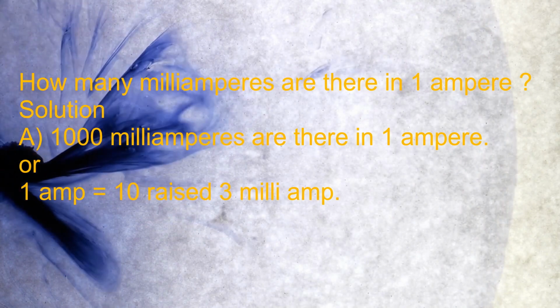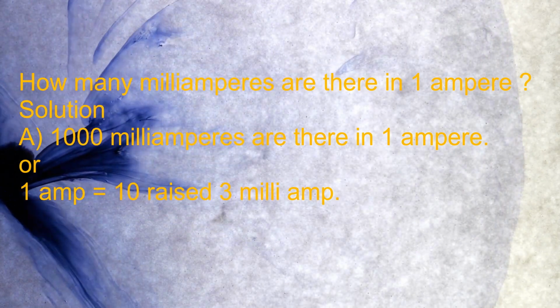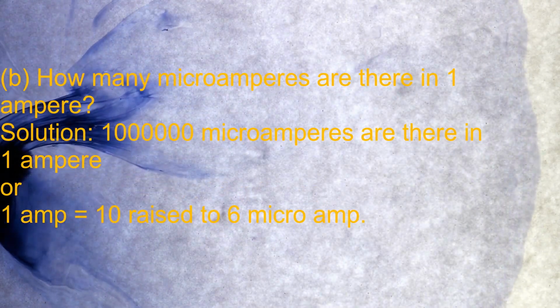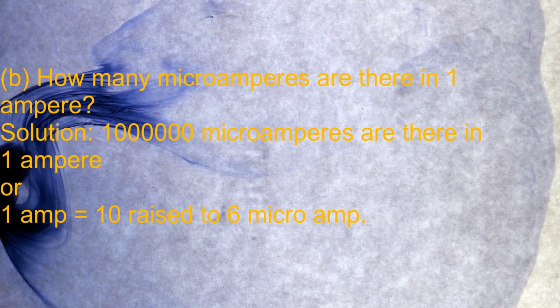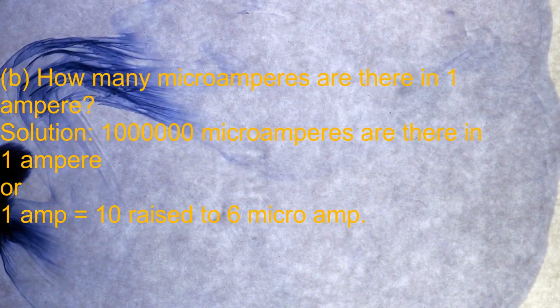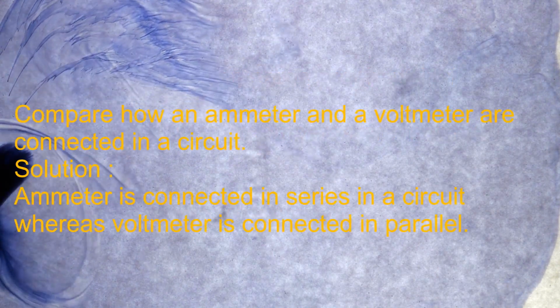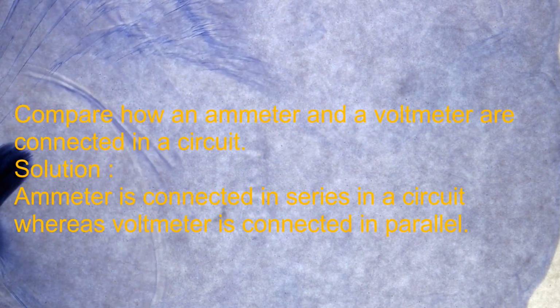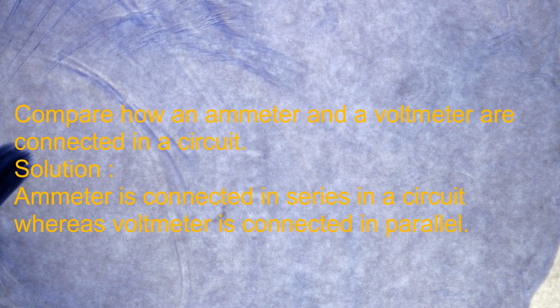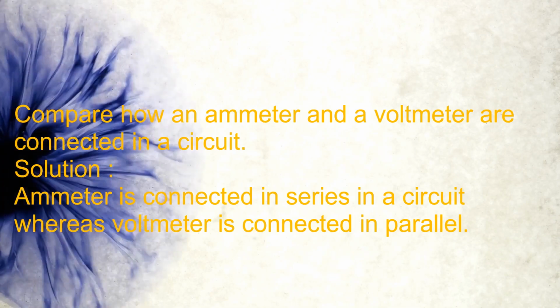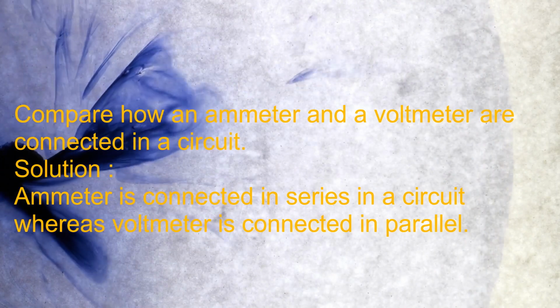Solution: A. 1000 milliamperes are there in 1 ampere. How many microamperes are there in 1 ampere? Solution: 1 million microamperes are there in 1 ampere, or 1 amp equals 10 raised to 6 microamperes. Compare how an ammeter and a voltmeter are connected in a circuit. Solution: an ammeter is connected in series in a circuit, whereas a voltmeter is connected in parallel.